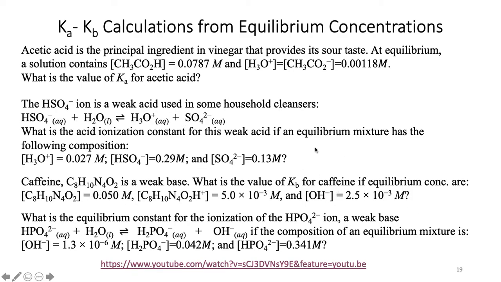I've also used these problems to show you how to compare the strength of an acid or a base depending on their Ka values. So look at those and ask any questions if you have them.